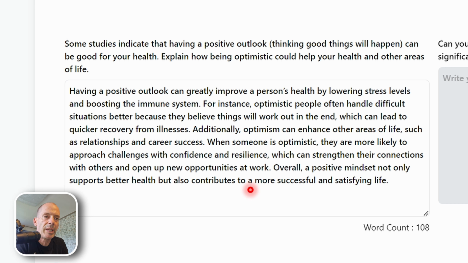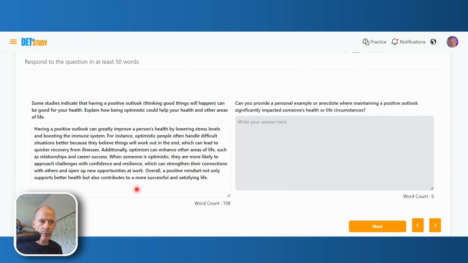Overall, a positive mindset not only supports better health, but also contributes to a more successful and satisfying life. What did we do well here?